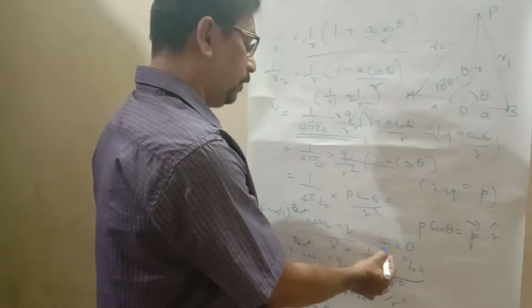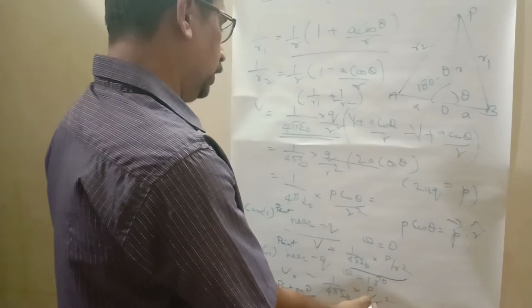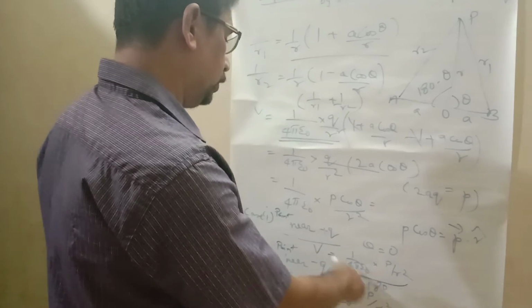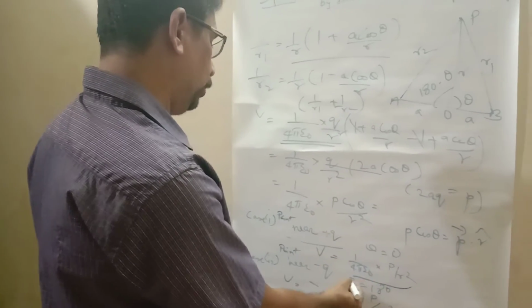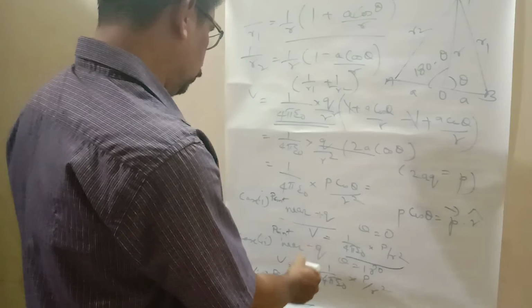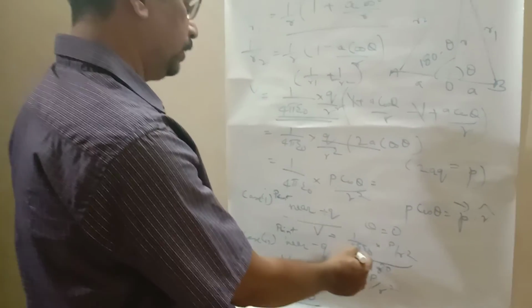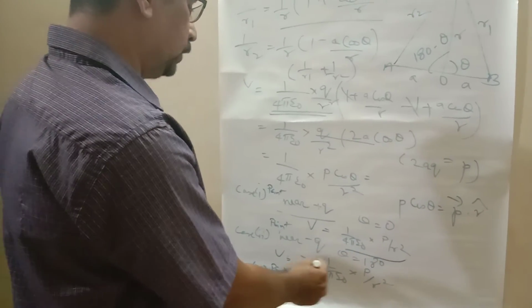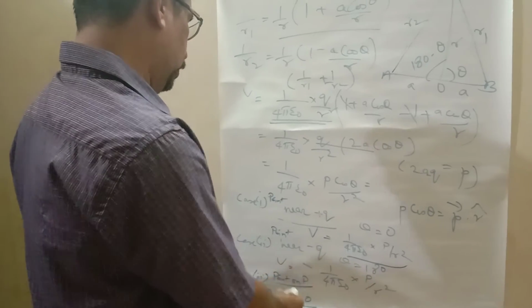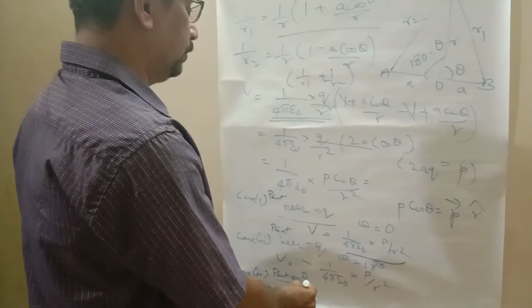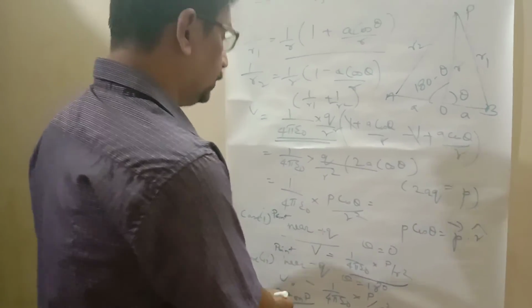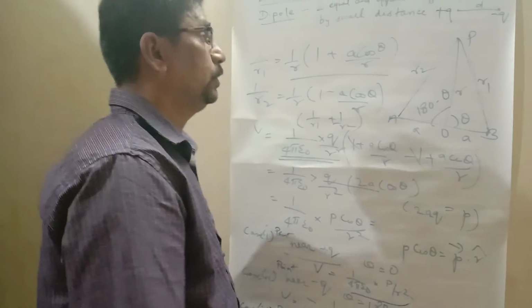In the first case, the value of theta is equal to 0. Hence, this expression becomes 1 by 4 pi epsilon naught into p by r square. Then for the second case, cos theta becomes minus 1, so minus 1 by 4 pi epsilon naught into p by r square. For the final case, V becomes 0, since theta is 90. So that's all.